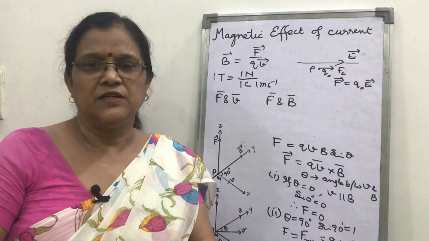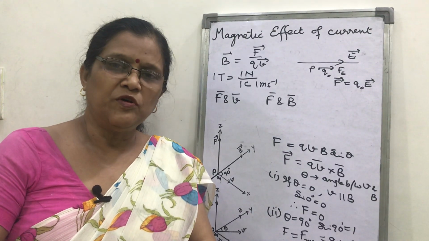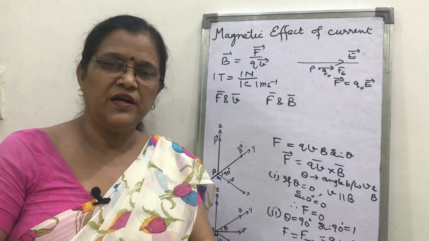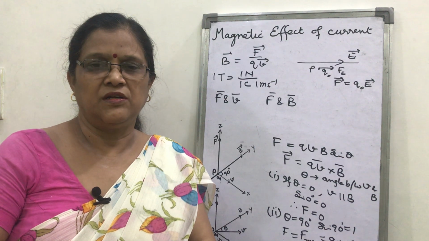Today we will discuss the motion of a charged particle in a magnetic field when it moves perpendicular to the field and when it moves in any direction to the field.